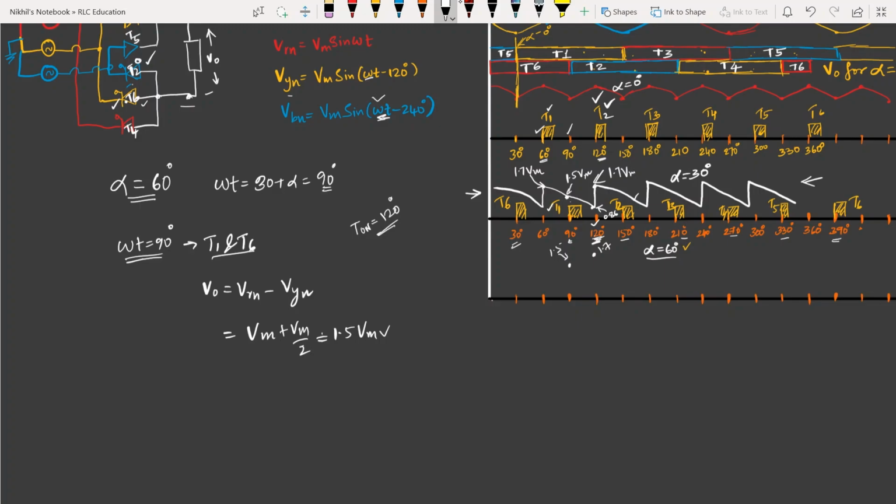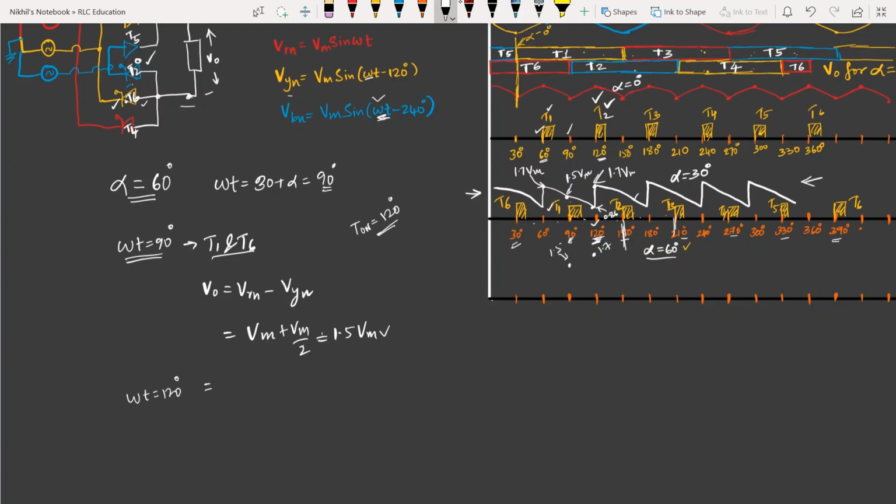So if T6 is switched on at 30 degrees, then it will be on for the next 120 degrees. 120 degrees means 1, 2, 3, 4. So up to 150 degrees, T6 will be on. And see, T1 is on at 90 degrees. If T1 is on at 90 degrees, it will be on for the next 120 degrees, isn't it? So up to 180 degrees, T1 and T6 will be under conduction. So we will find out the output voltage at omega t equal to 120 degrees and 180 degrees also.